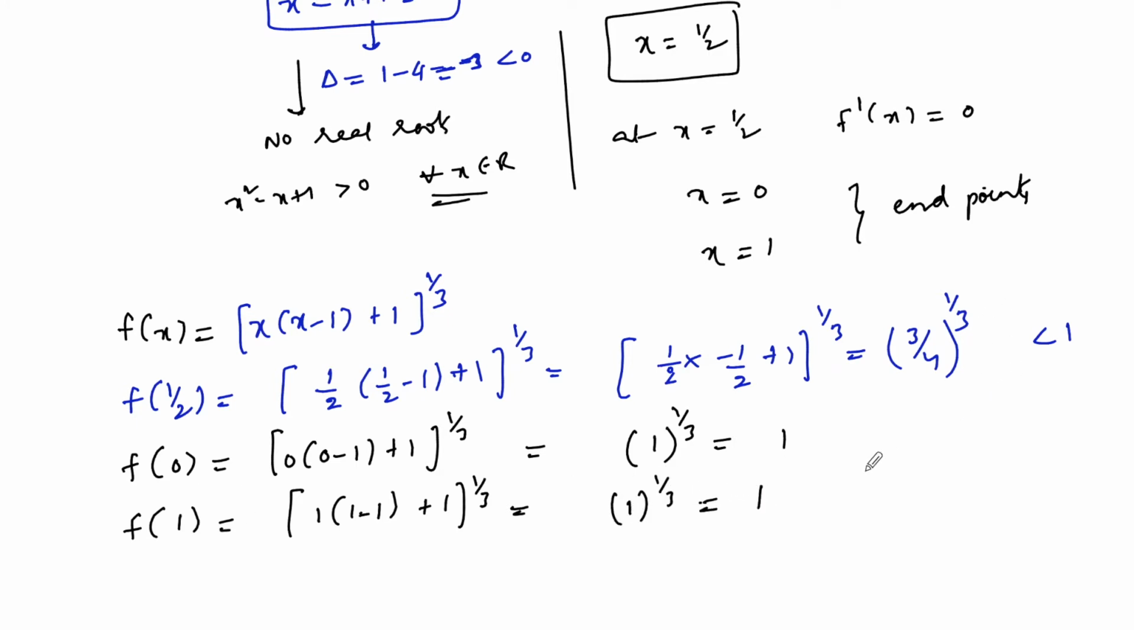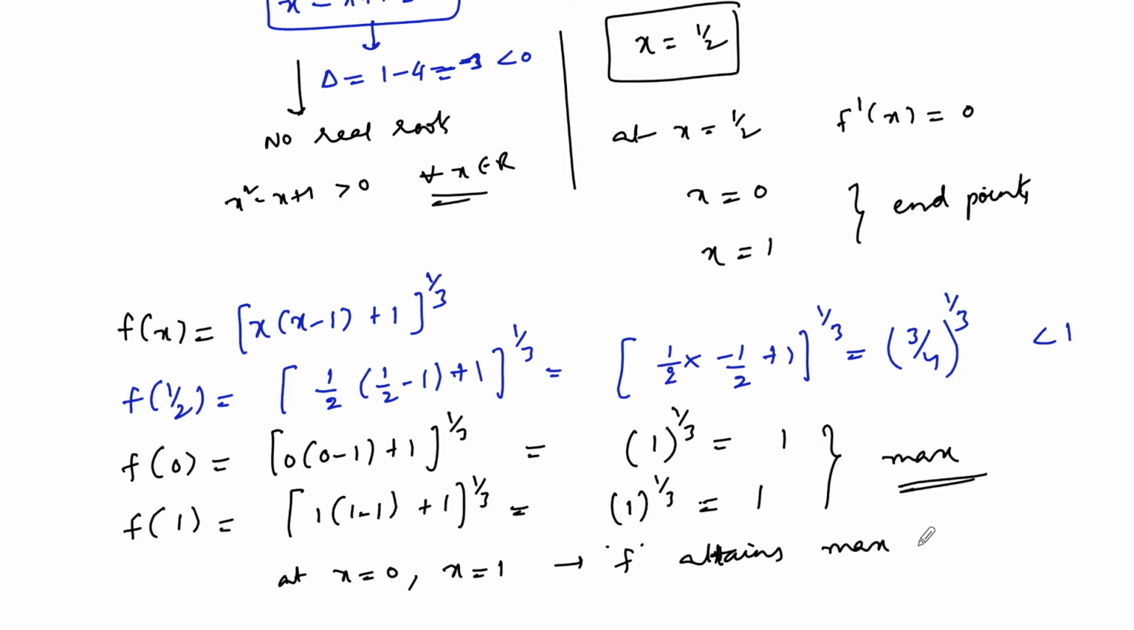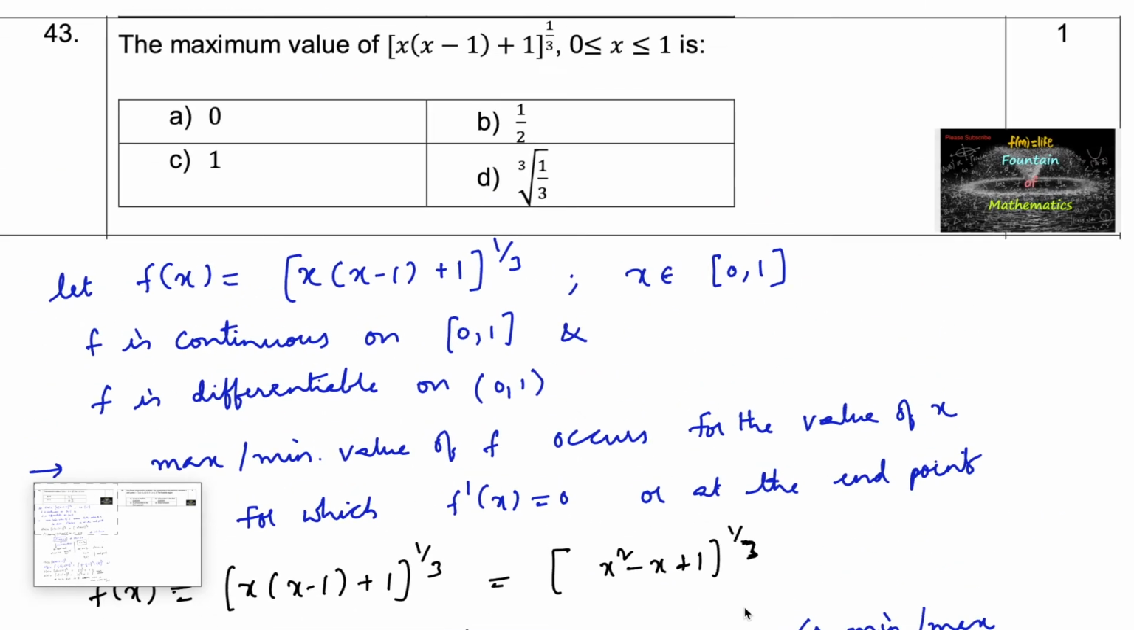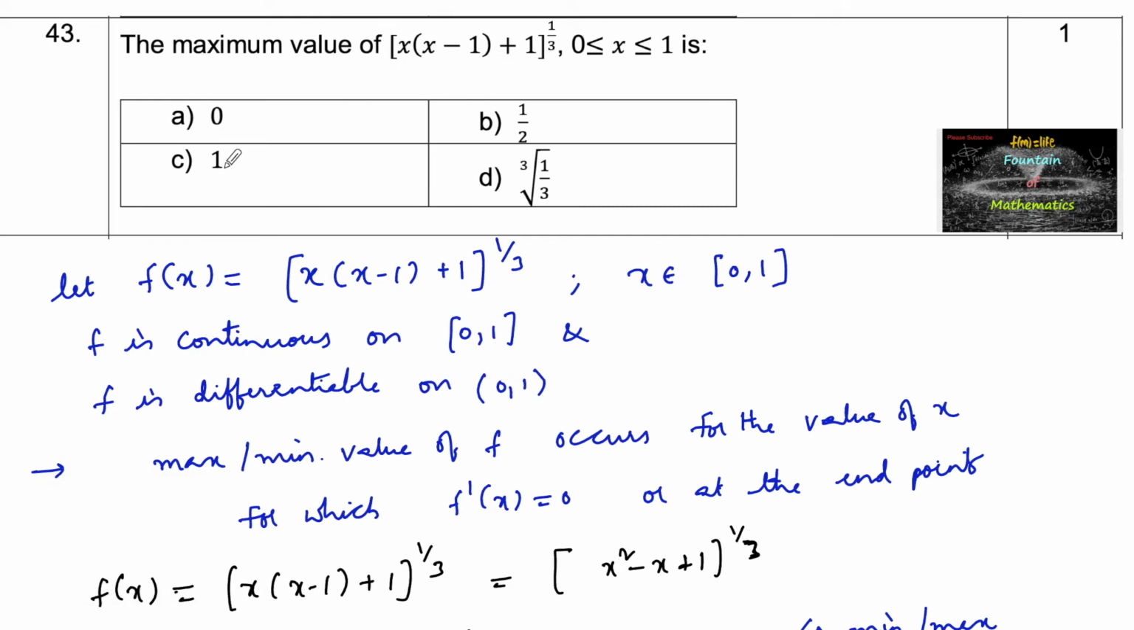So among these three values, f of 1 by 2 is less than 1, so we can say the others are the maximum value. At x is equal to 0 and x is equal to 1, the function f attains maximum, and the maximum value is equal to 1. So we can go with the option, maximum value is 1, which is the third option. Okay.